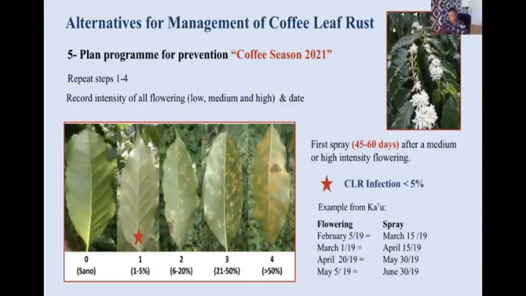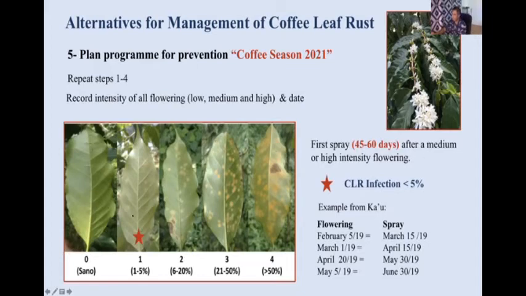I like this picture very much because it shows you a healthy coffee leaf and little by little how the infection and severity are increasing as time moves on. The spray program has to start at the early symptoms that we can see. Normally, and I take this one from Colombia, we record the intensity of flowering, and when we get medium or high flowering, we note the day, and then we make a program for spraying 45 to 60 days after that.